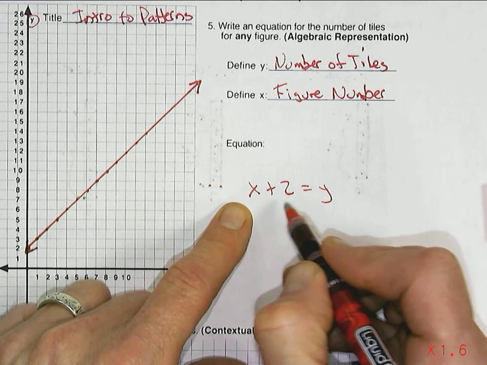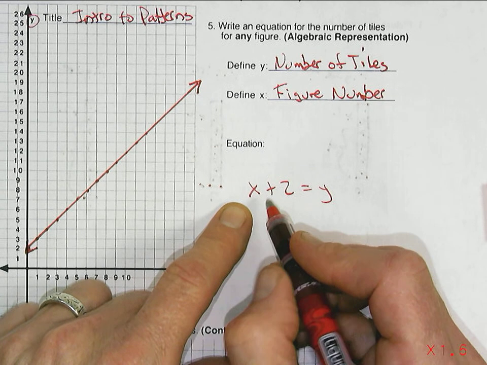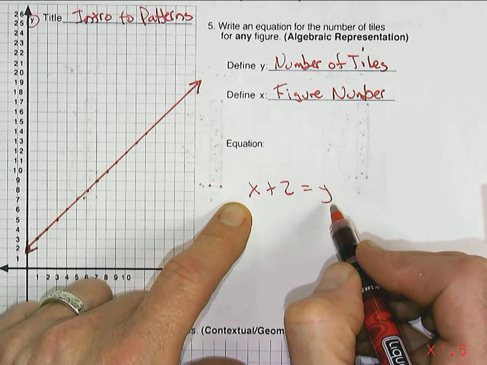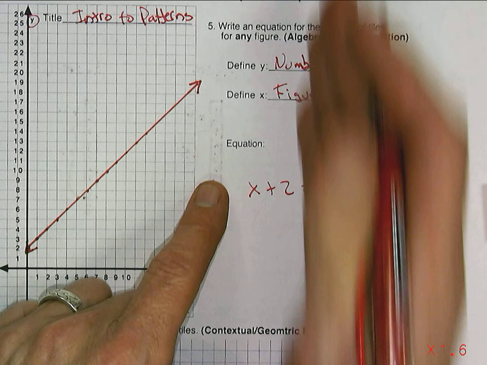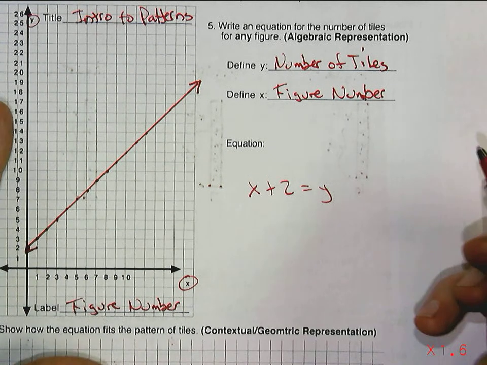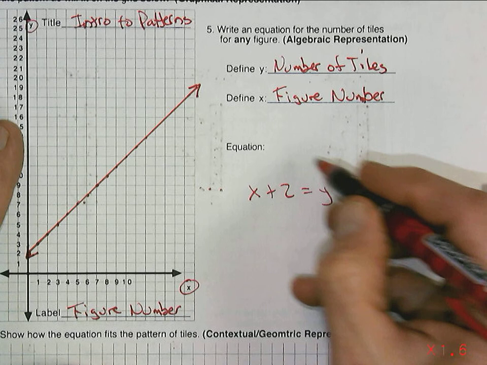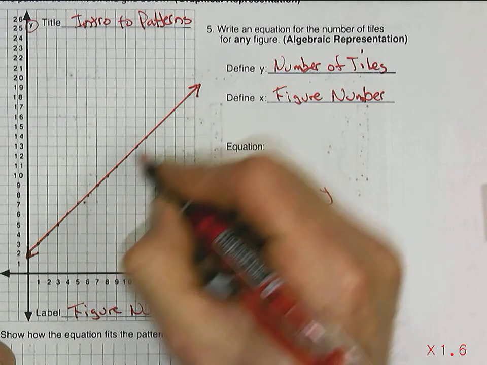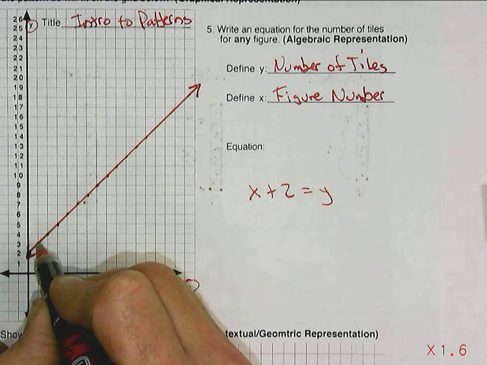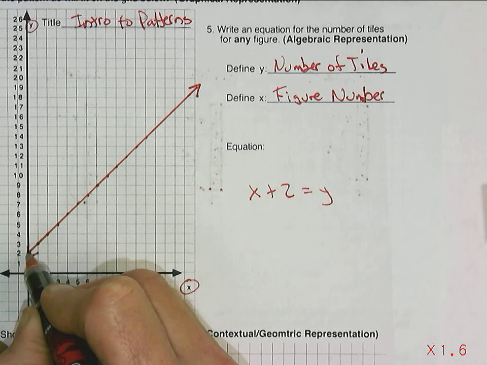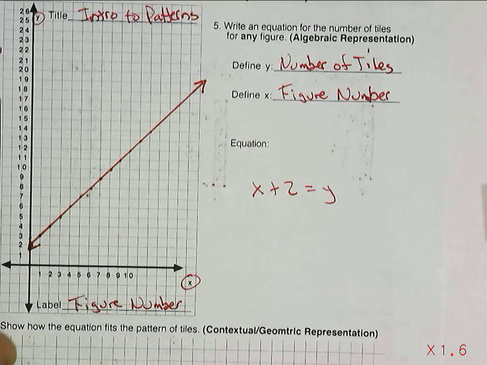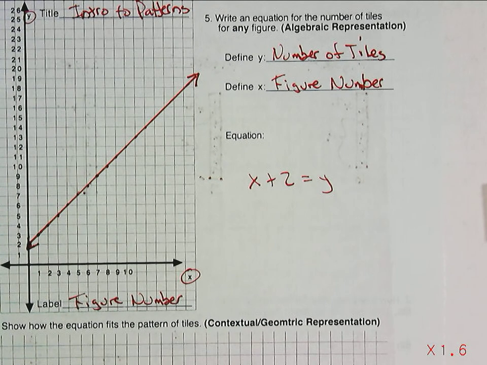So if I'm talking about the 100th figure in this pattern, 100 plus 2 is 102. The 100th figure would have 102 tiles in it, all in one big long stack, one line. And so that's what we want to do when we are coming up with an equation. We want to see the pattern and how it's increasing. You can see it's going up by 1 each time, but it starts with 2 tiles and then just adds 1 on each time. So that's another way to think about what's happening in this particular pattern.